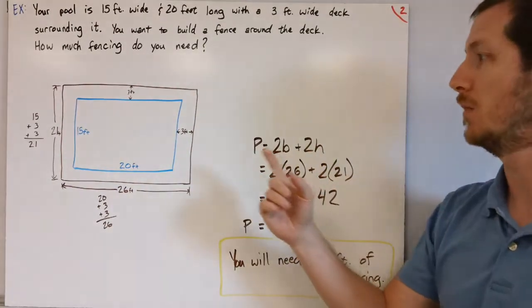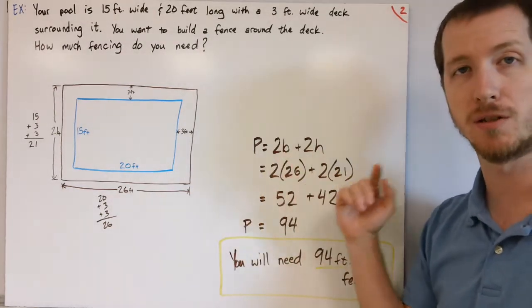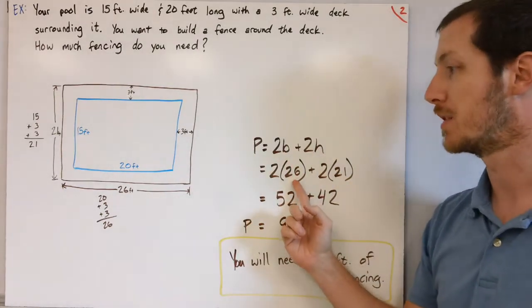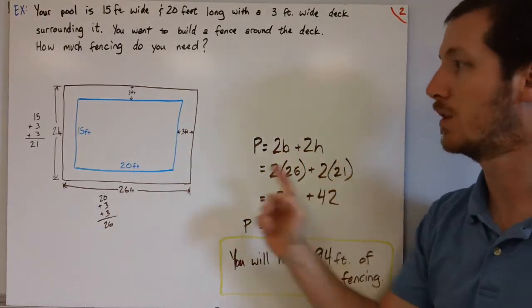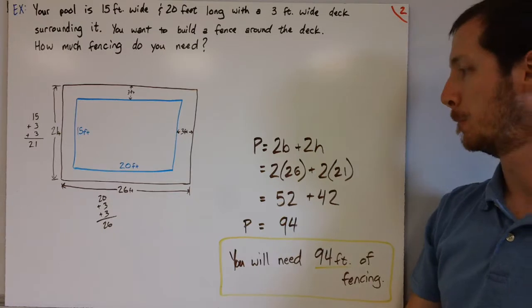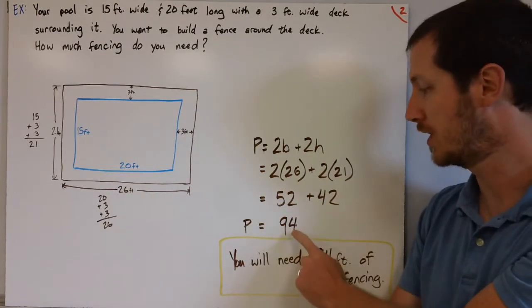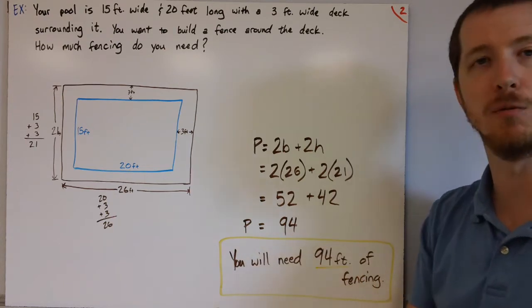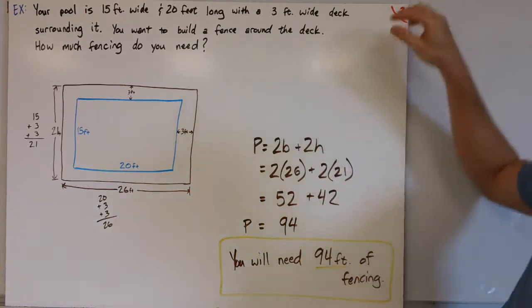So let's find how much fence we need. The perimeter formula for a rectangle is 2b plus 2h. So if we substitute in our new base and height, 26 for our base, 21 for our height, and distribute our 2's, we get 52 and 42, which gives us 94 feet of fencing that we'll need to buy at the store.